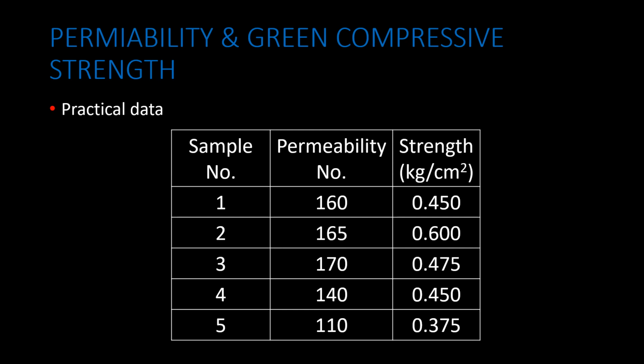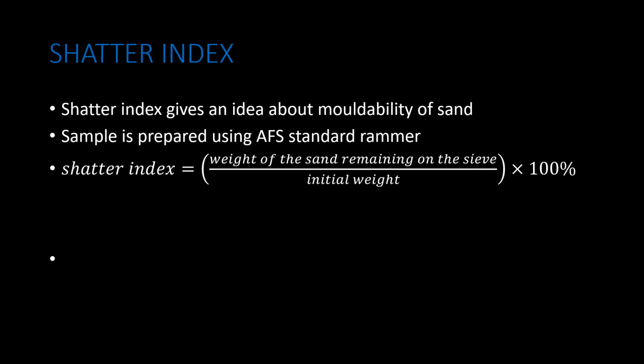These are the permeability and strength values that we have measured for the prepared 5 samples. Shatter index. Shatter index gives an idea about the moldability of sand. For this also we use the AFS standard rammer. Using this equation you can calculate the shatter index for a required sample.